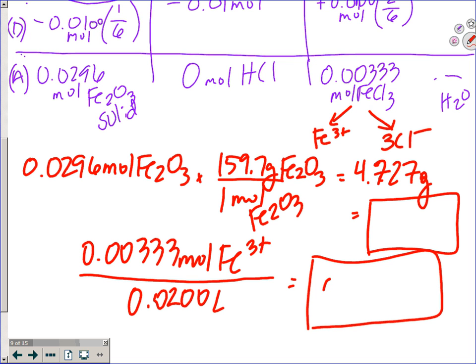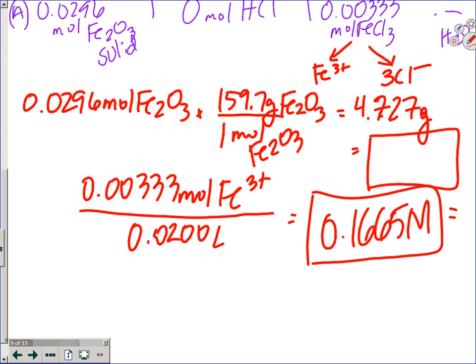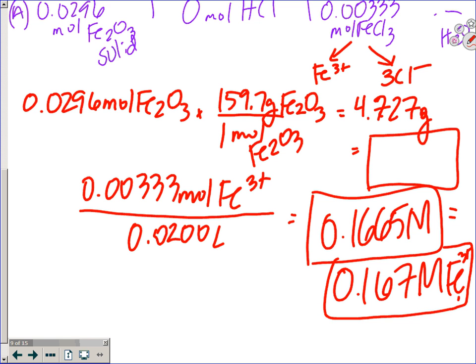What would that give us? 0.1665. So then we would round that using our sig fig rule here to what? 0.167. And that's iron. And you probably could figure it out. What would I do with this if I wanted to get to the chlorine concentration? Say again? Right, it should be 3 times the amount just because the chlorine's in the same volume, so it's going to be multiplied by 3.